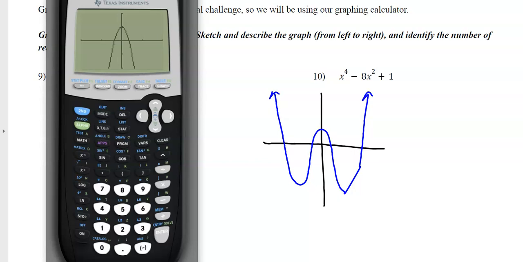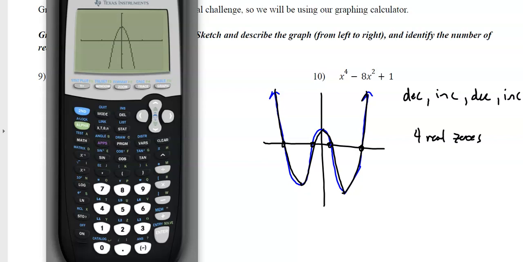So what are we doing? Well, we started off by decreasing. Then we increased. Then we decreased, and then we increased. So that's what the graph did. Decreasing, increasing, decreasing, increasing. And we have 1, 2, 3, 4 real zeros.